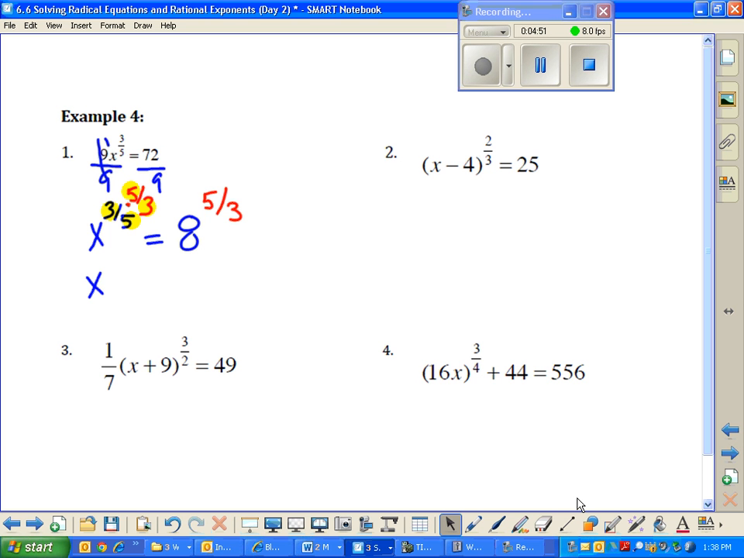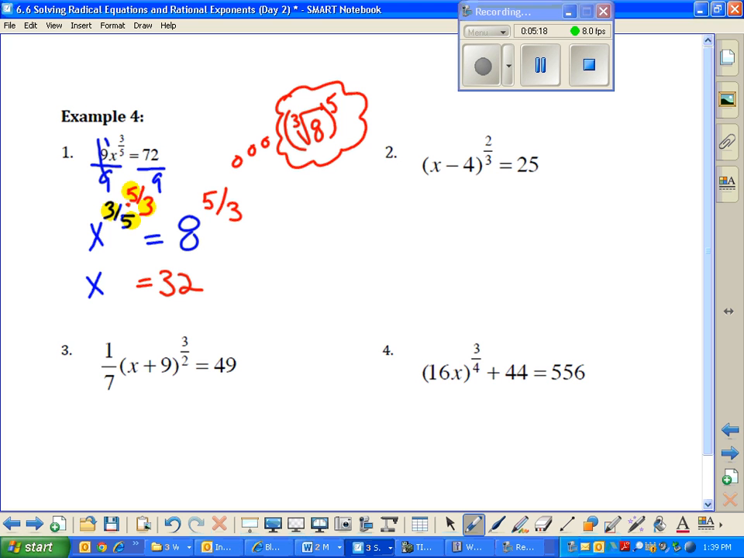Now I have to simplify the right side. And what I'm thinking about here is what I know about my ER rule, my exponent over root. I know that this is the same thing as the cube root of 8 raised to the 5th power, based on my ER rule. Cube root of 8 is 2. 2 to the 5th is 32. So x in this problem is 32.